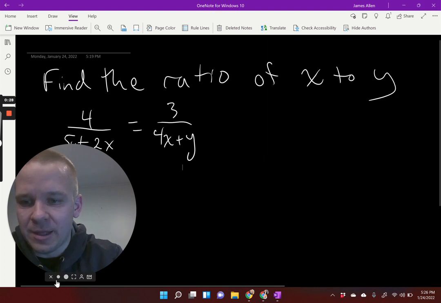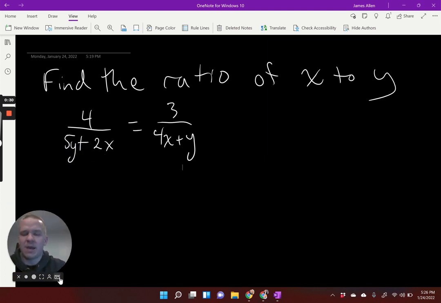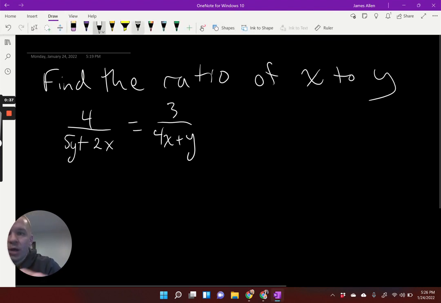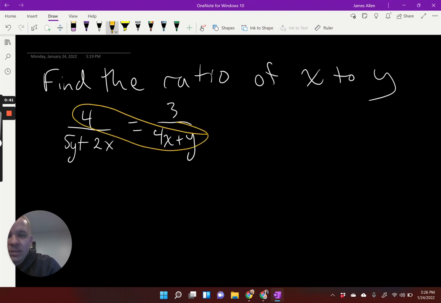All right, let's math here. Let's math now that we're done with the shenanigans. All right, find the ratio of x to y. So for this one, I need to first start by cross multiplying. So I'll have 4 times 4x plus y.